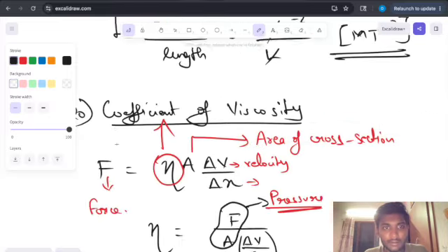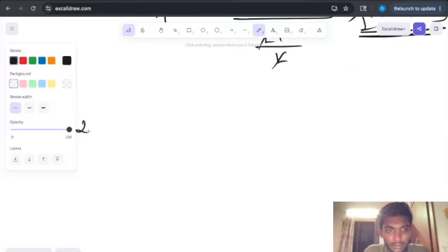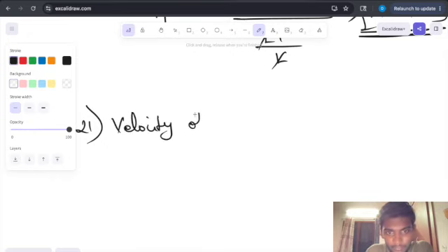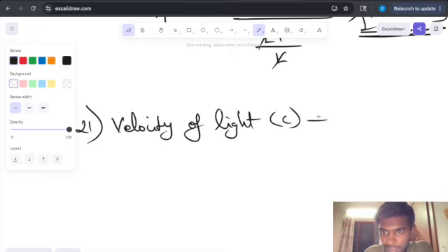Then we are halfway done with 40 physical quantities. Now 21st, it is velocity of light, which is represented by c. Since it is velocity, you need not worry about anything. The dimension will be LT minus 1.